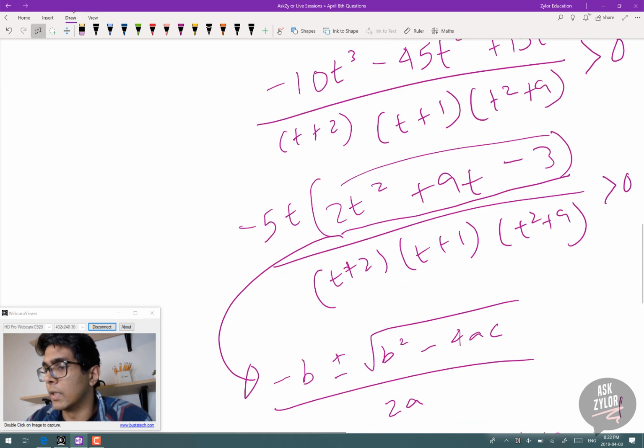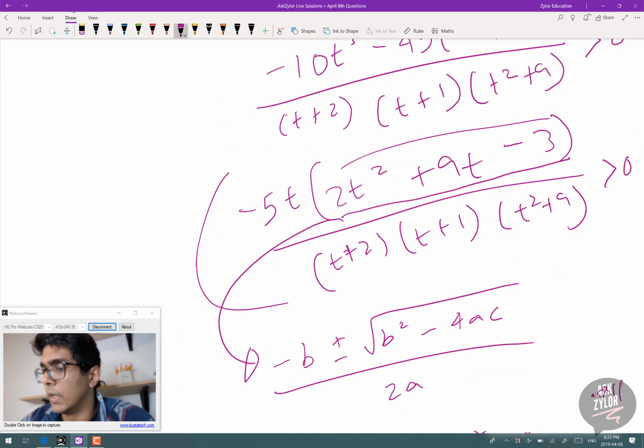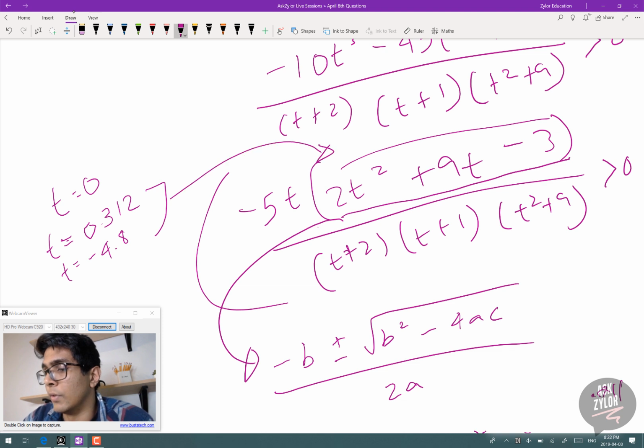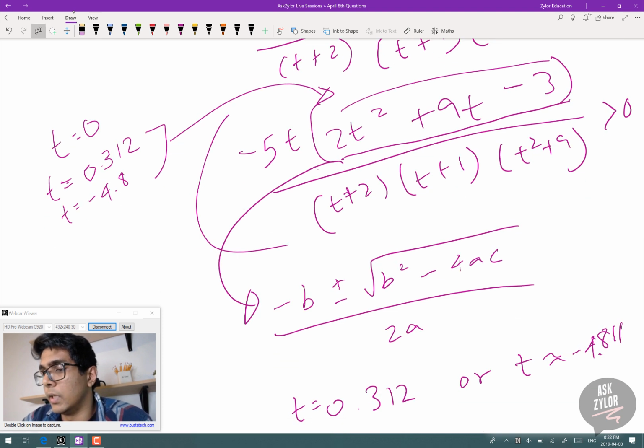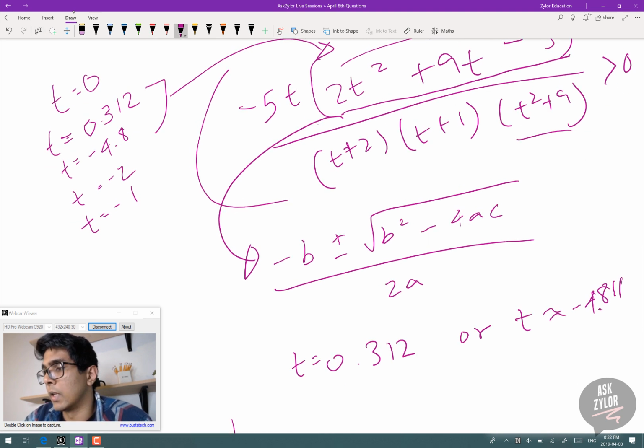So if I look at all the factors in this inequality, I have t, which is equal to 0, or t can equal what I found earlier, 0.312, or t is equal to negative 4.8. Both of these are from the quadratic, which I solved using the quadratic formula. And then my denominator gives me t is equal to negative 2, t is equal to negative 1, and this can never equal 0.